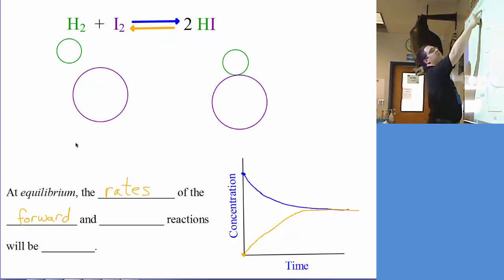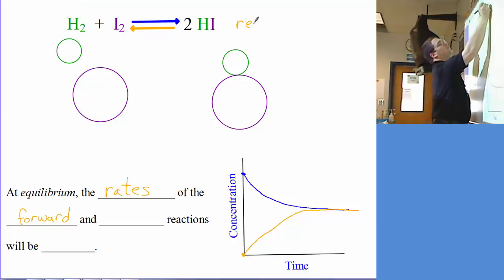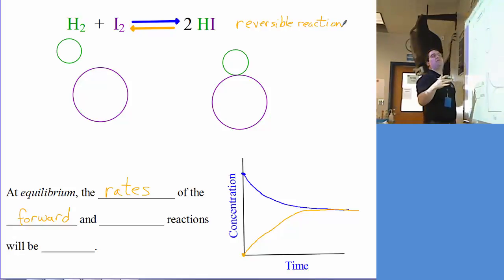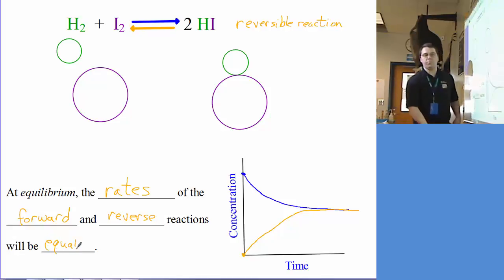So whenever you see that double arrow, the double arrow means that we have what's called a reversible reaction. It just means it can go forward and it can go backward. And reversible reactions, left undisturbed, will eventually come to a state of equilibrium. And equilibrium is where the forward rate and the reverse reaction rate will be equal. All right. So questions on that, on what equilibrium is?